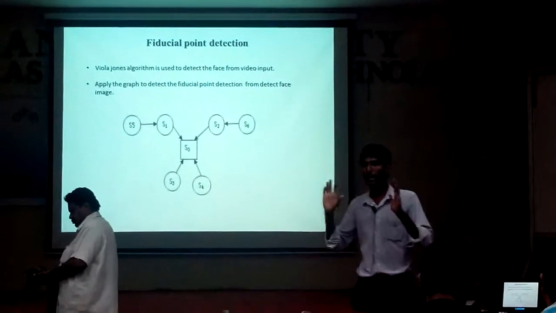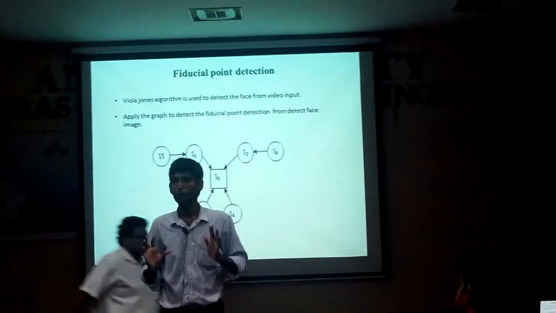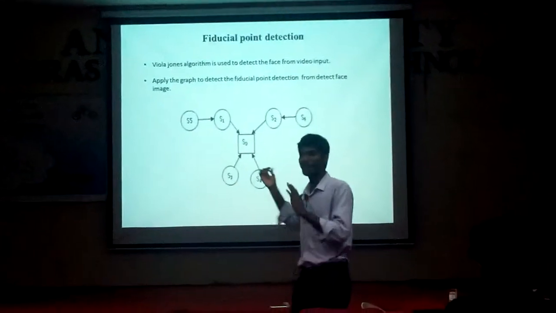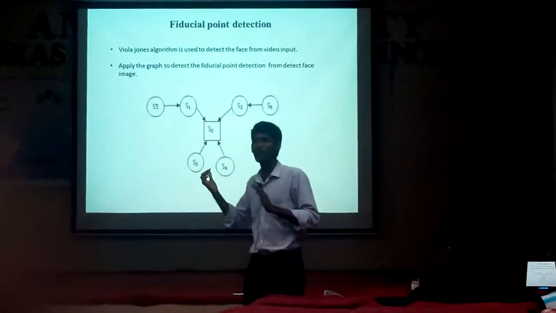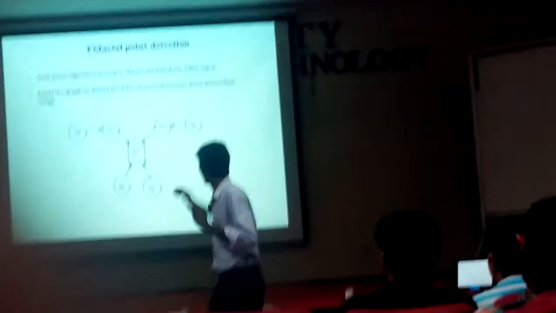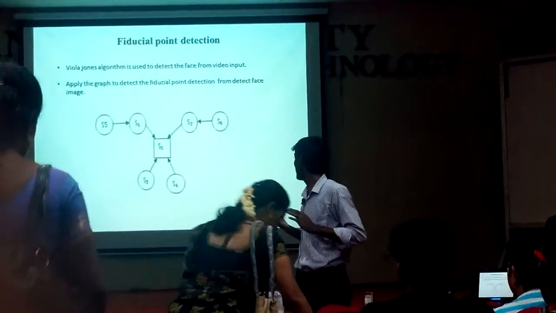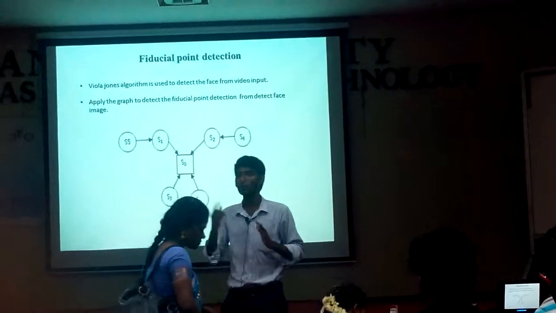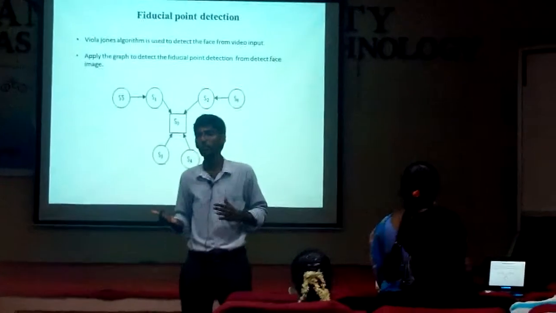Once the face is detected, identify the center of the face. The center of the face will always be the nose tip. So once the center point is detected from the face, apply this graph. In this case, S5 represents the right corner of the right eye. S1 is the left corner of the right eye. S0 is the nose tip. S6 is the right corner of the left eye. S2 is the left corner of the left eye. S3 and S4 are the mouth corners. So this is the graph I have created to extract the features to recognize the person.